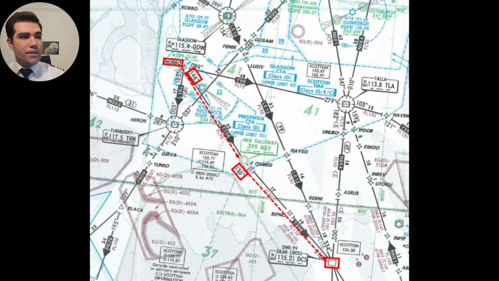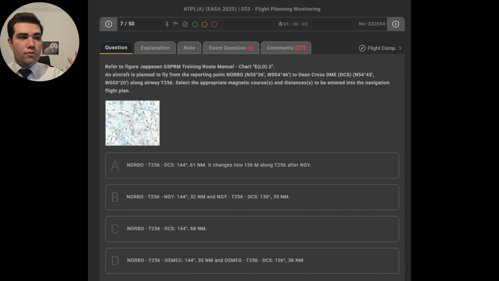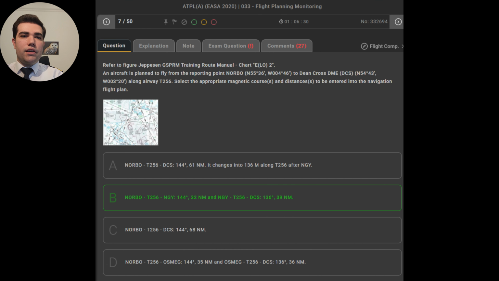After New Galloway NDB or NGY, we have to turn to 136 and to Dean Cross DME, which is 3 plus 17 plus 19, which equals 39 nautical miles away. So basically we have 2 degrees, 144 and 136. Then we also have 32 and 39, which gives us the only answer, question B. And yes, it is the answer, B. Let's move on to the next one.